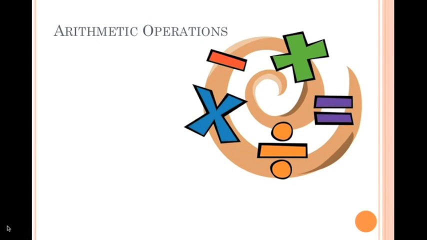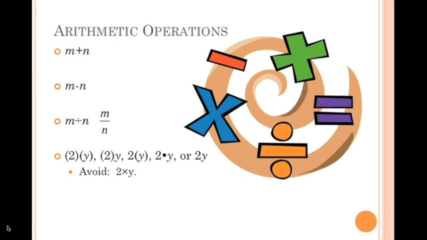The symbols used to operate on variables in algebra are the same as the ones used in arithmetic, except for multiplication. The sum, difference, and quotient of two numbers are still expressed the same way. We can use the fractional form m over n to express a quotient, or just use the division symbol. When it comes to multiplication, all these forms you see here mean 2 times y.